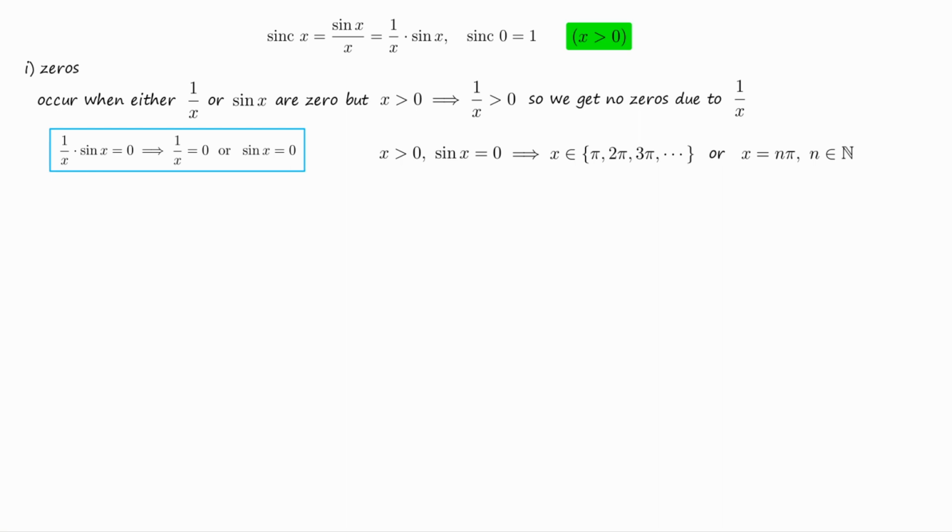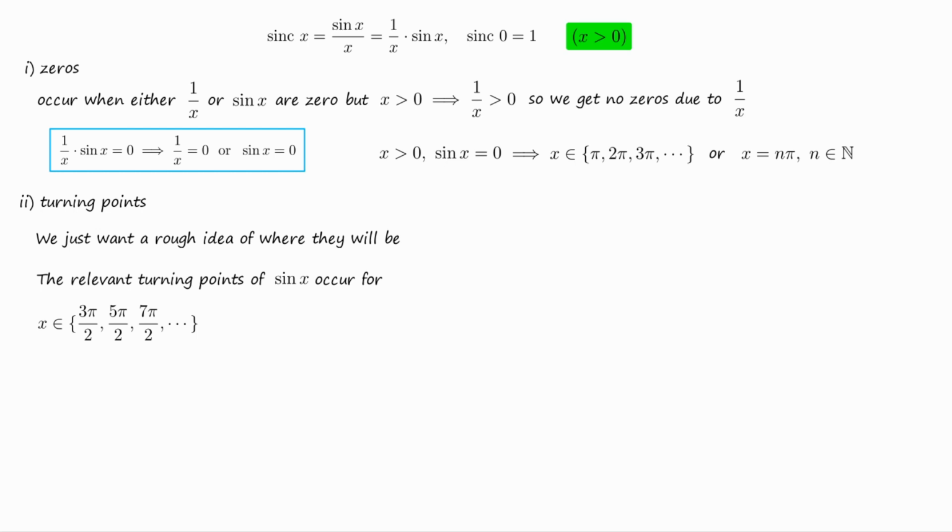In other words, when x equals n pi, where n is an integer. And so this tells us that sinc x crosses the x-axis at the same places as sine x. We now consider the turning points, and in fact we are just going to try and get a rough idea of where they occur. Now we know that the turning points of sine x occur at 3 pi by 2, 5 pi by 2, 7 pi by 2, and so on, which we can write more concisely as (n plus 1/2) pi for integer n.